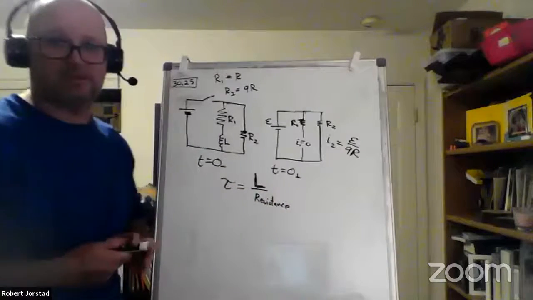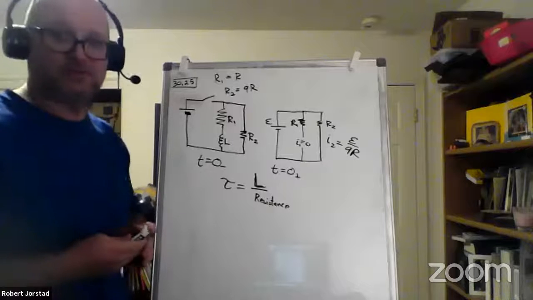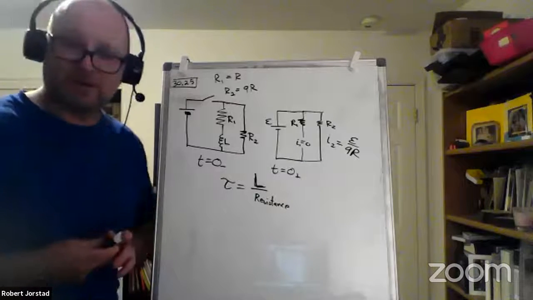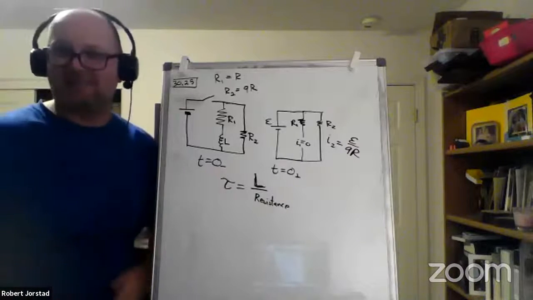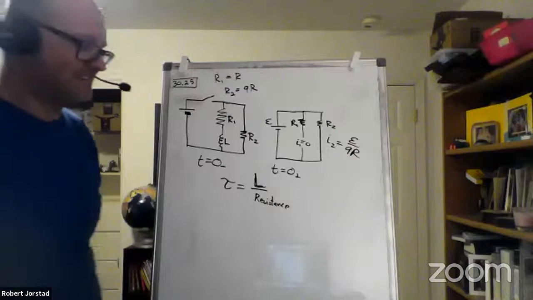What resistance do I use? R1, R2, do I add them? Do I put them in parallel? What do you think? I feel like it would be just R1. Why do you think that?